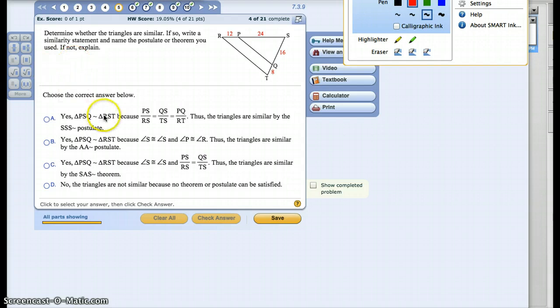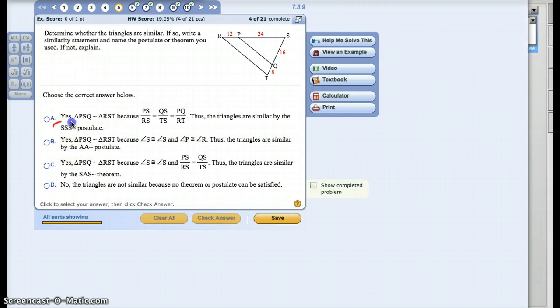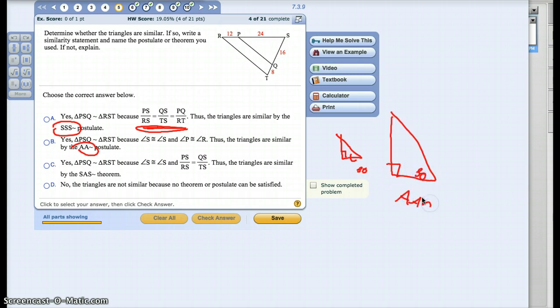So there's three different ways. There's the side-side-side postulate, which says that all three sides have to be proportional. So if you set up all three of these fractions, you should get the same value. Angle-angle says that you need two corresponding angles that are congruent. So for instance, if it were angle-angle, let's say that that would be 30. And even if I had a much larger angle, if this were 90 and this were still 30, then I could call it angle-angle similarity.